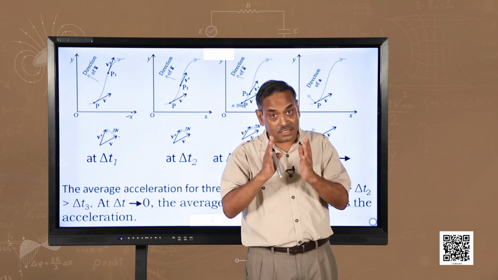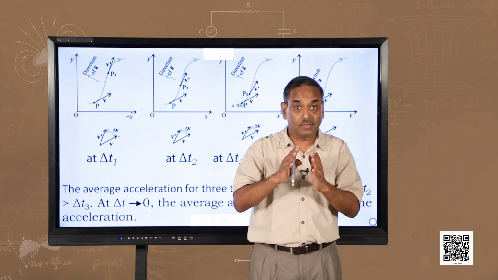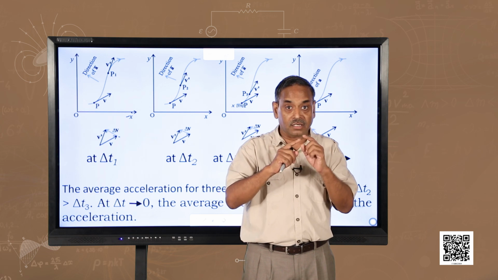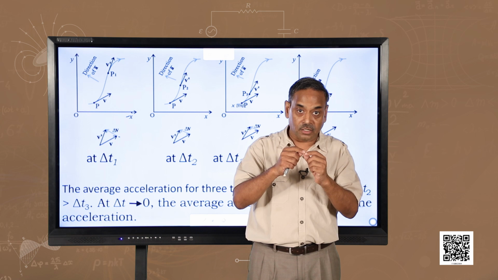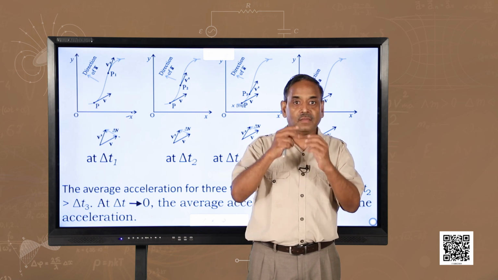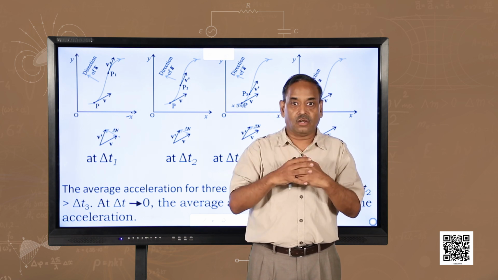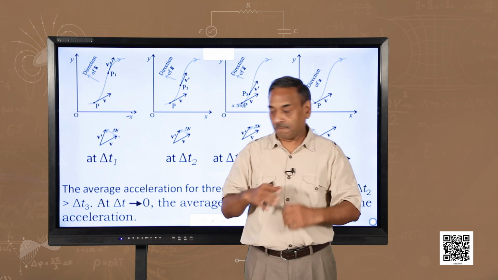Okay. Understand it very clearly, my dear friends. This is a very important point. Now, along the curved paths, it means at a particular point, the velocity is along the tangent and the acceleration is along the perpendicular to it, right.